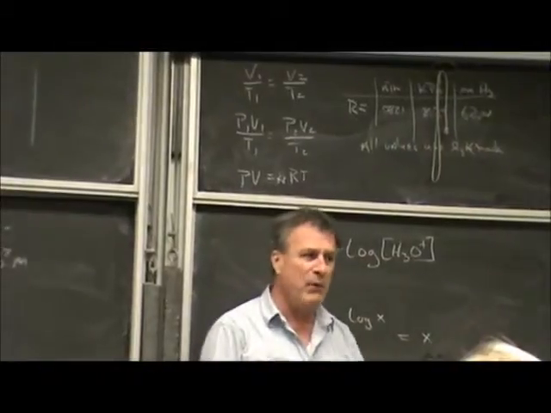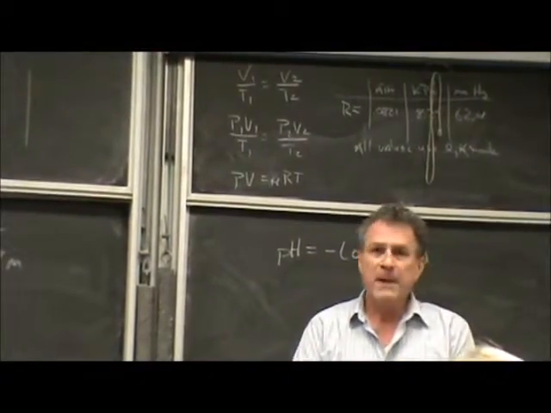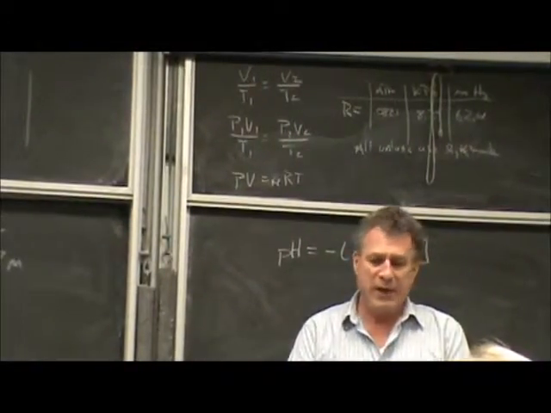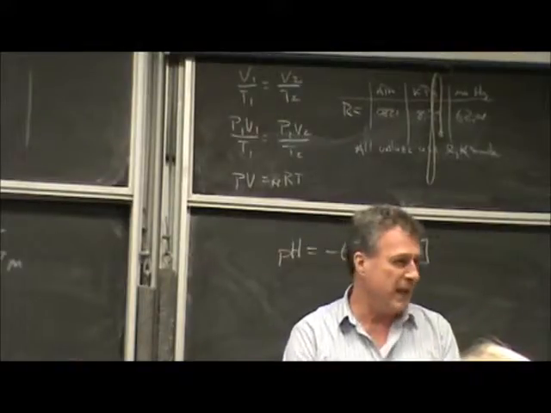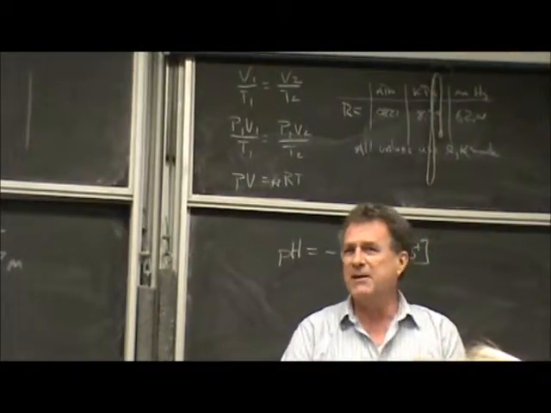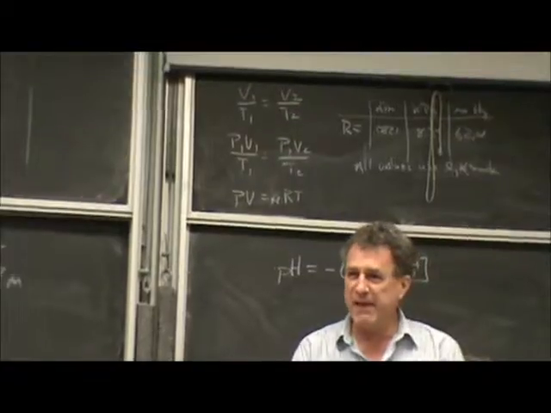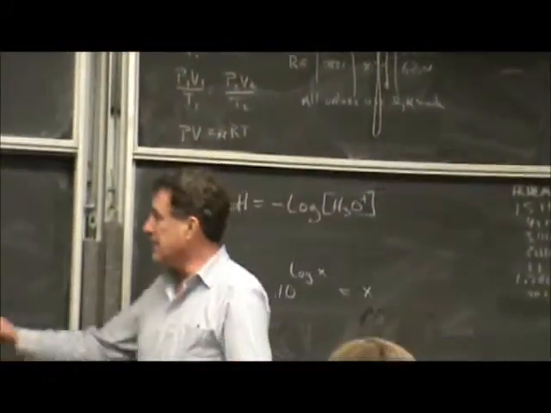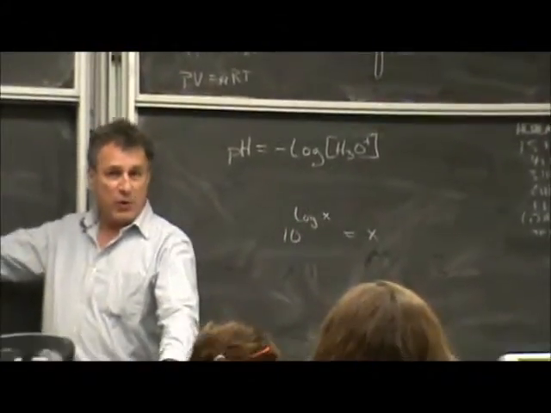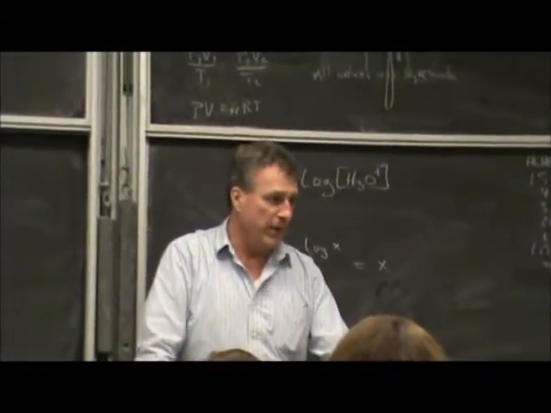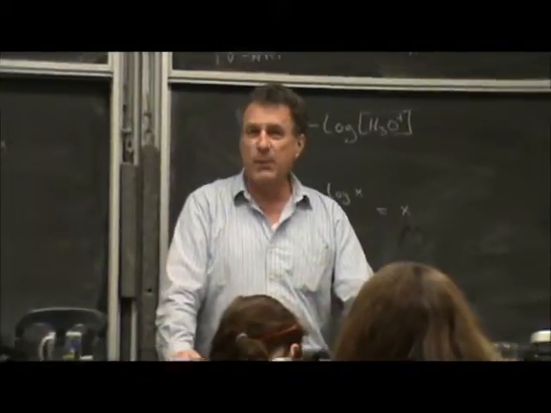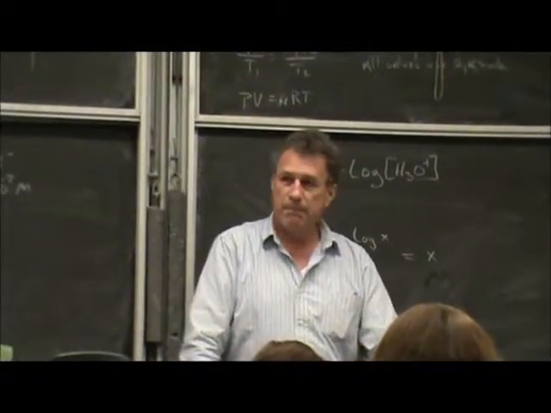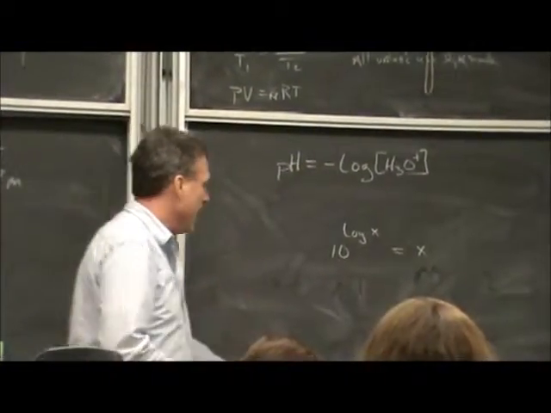This is the point I made right at the end of the period. The pH of pure water is 7, not by coincidence. Not because someone had decided that their lucky number was 7, right? It happens to be that this is the concentration of hydronium ions in pure water. And when we take the log and change the sign, we get 7. Okay? That's where that number came from.